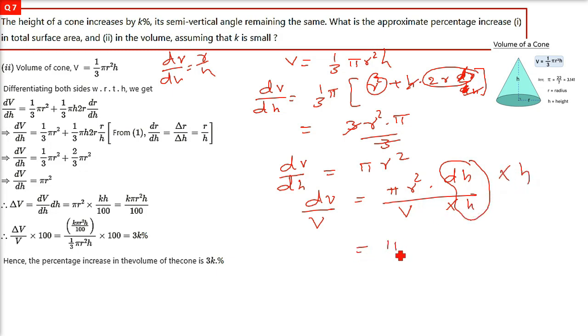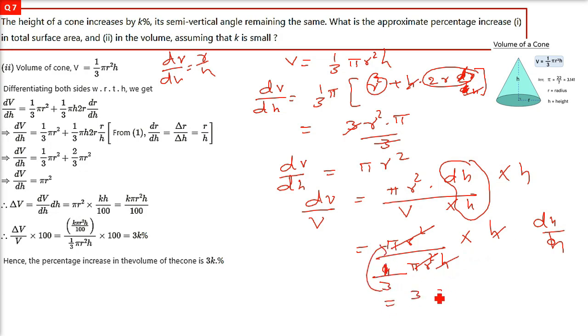So a h has to be in the numerator also. Okay. So pi r square h in the numerator, and volume is 1 by 3 pi r square h. So we have dh by h. So this pi r square h cancel. This 3 goes up, so you have 3 dh by h. So dv by v is 3 dh by h.